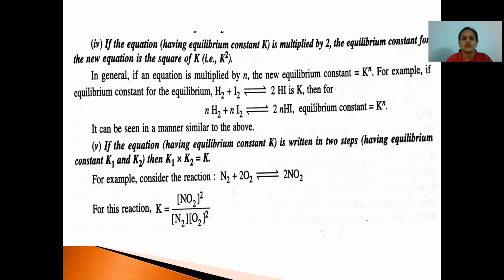The last characteristic feature is if the equation having equilibrium constant K is written in two steps having equilibrium constant K1 and K2, then K equals K1 into K2. You can consider the reaction N2 plus 2O2 gives 2NO2. For this reaction, K equals active mass of NO2 to the power 2 divided by active mass of nitrogen into active mass of oxygen to the power 2.